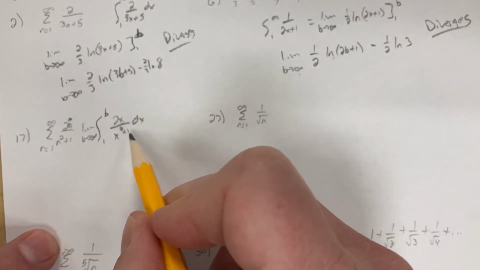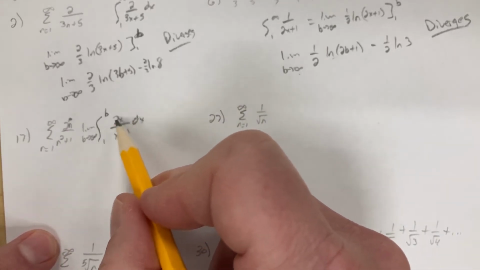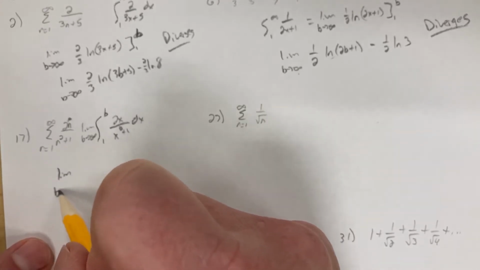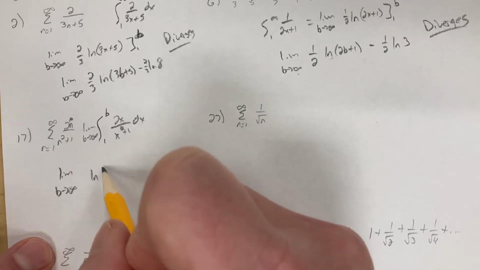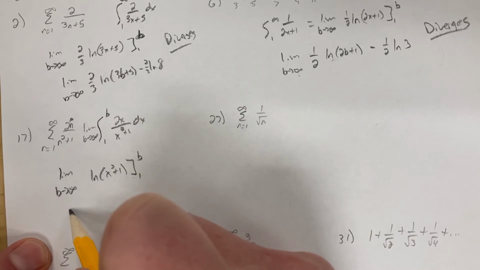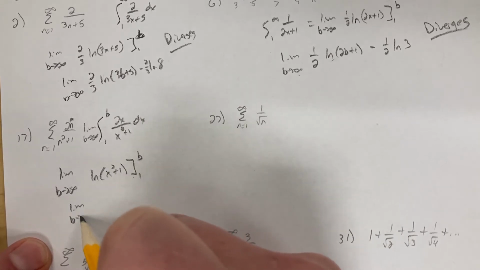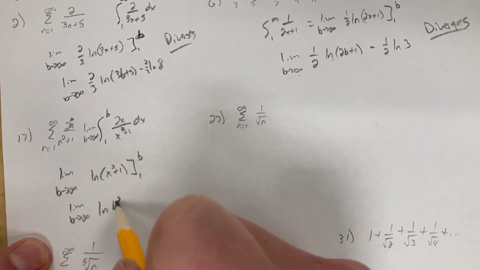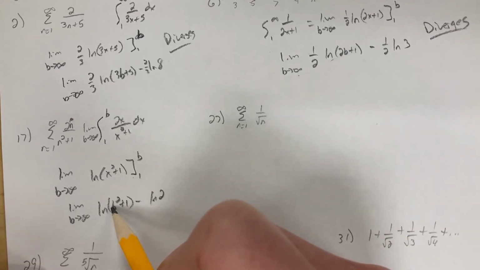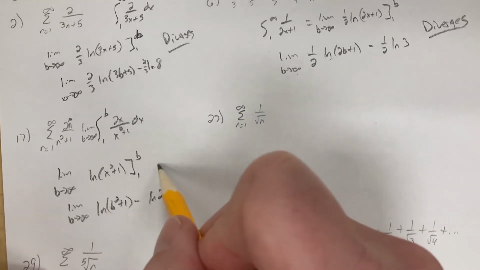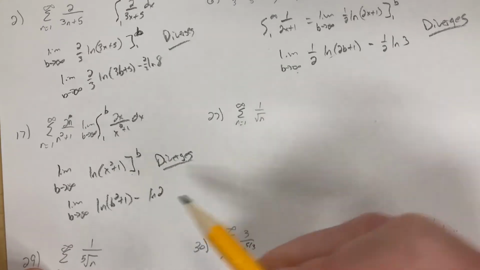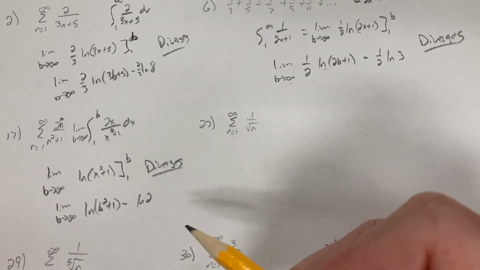Now again, I can see that the derivative of this is right there, so this will become a natural log problem again. It's the limit as b goes to infinity of the natural log of x squared plus 1 from 1 to b, which will then be the limit as b goes to infinity of natural log of b squared plus 1 minus natural log of 2. As b gets bigger and bigger, so will the natural log of this. So again, this diverges. So all three of these diverged by integral test here.